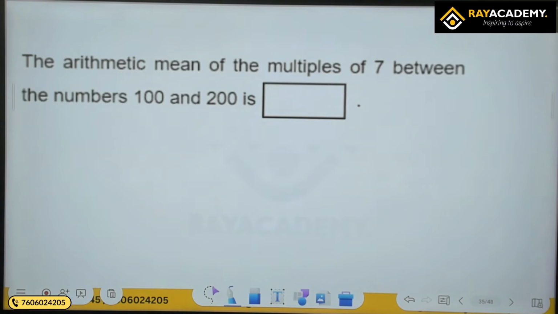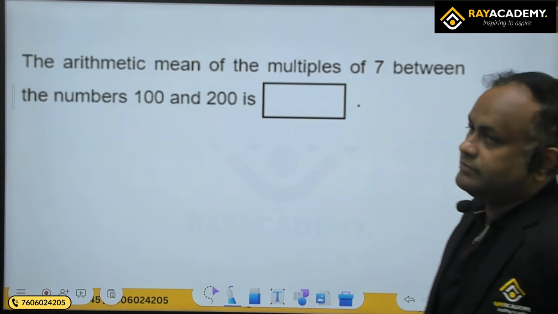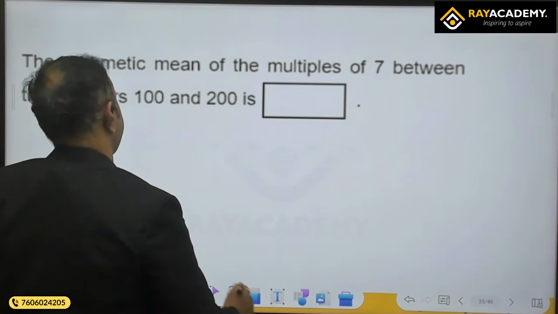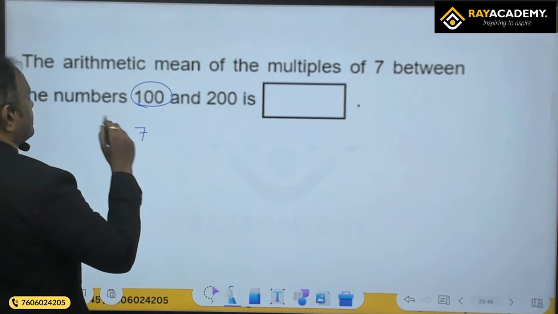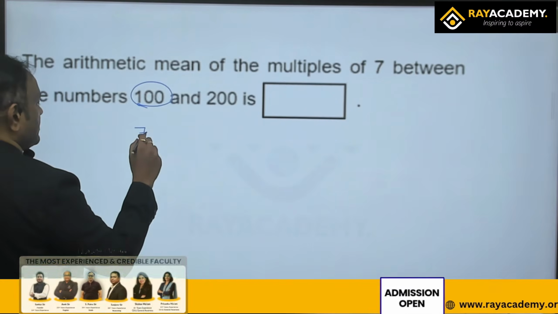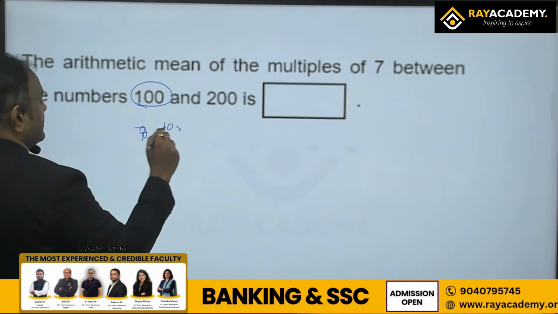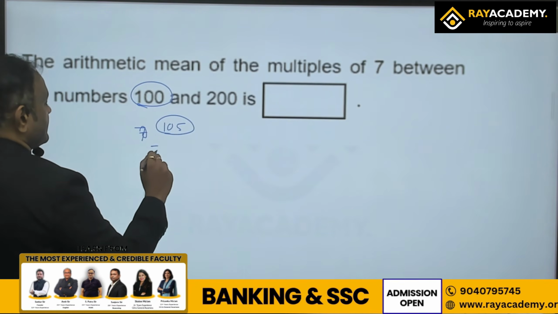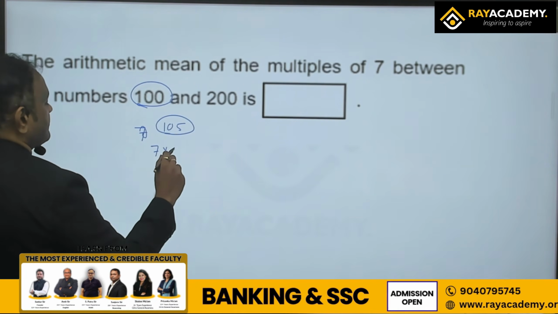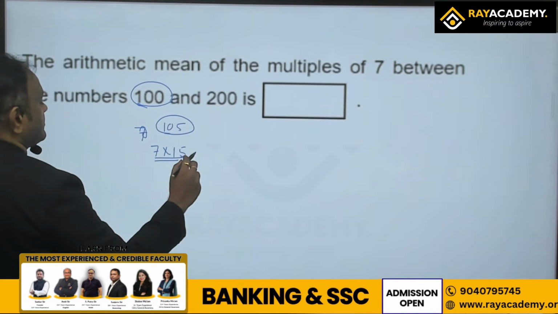Next, the arithmetic mean of the multiples of 7 between the numbers 100 and 200. Multiple of 7: what will be the first multiple of 7 which is greater than 100? That is 105. I think 105 is the first number. What is 105? 7 multiplied with 15. This is the first number.